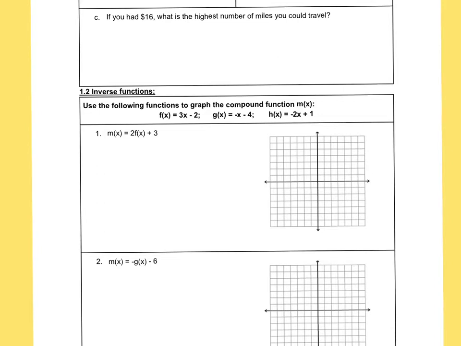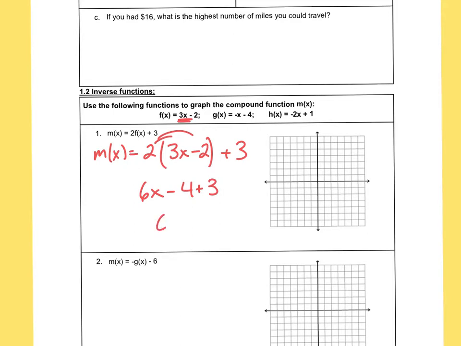So we want to just simplify this by plugging in the function that it asks for, which is f of x right here. So we're going to plug in f of x for this equation. Okay, now to simplify this, we're just going to distribute. 2 times 3x is 6x, 2 times negative 2 is negative 4, plus 3. Combine like terms and we get 6x minus 1 is what m of x equals.